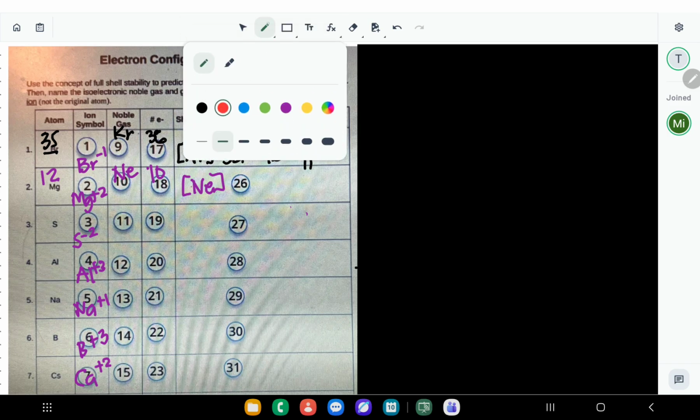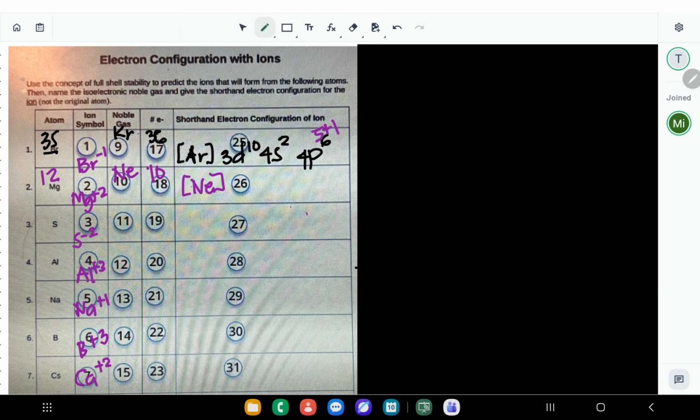Alright, you got that? Okay, and next is sulfur. How many electrons does sulfur have? 16. So originally it has 16, and then sulfur's ion is sulfide, -2, so it gains electrons, so we add 2. The number of electrons in all is 18, 16 plus 2.